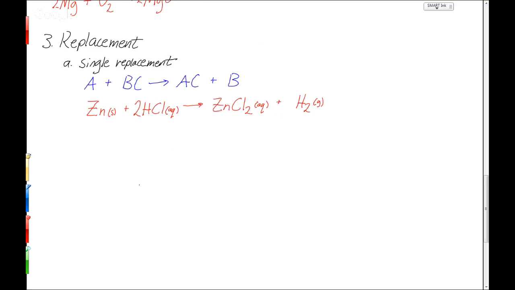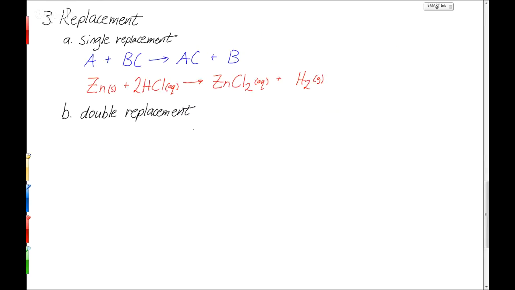Our next part is double replacement. And this is usually going to occur when you have two ionic compounds reacting together. The A-B type notation can be a little bit confusing, it's not necessarily helpful, but that's how it's usually discussed.